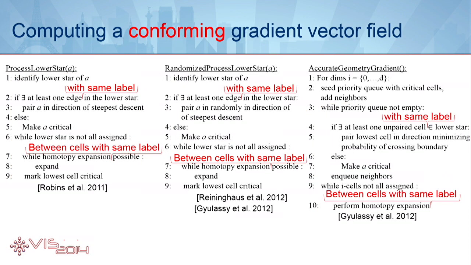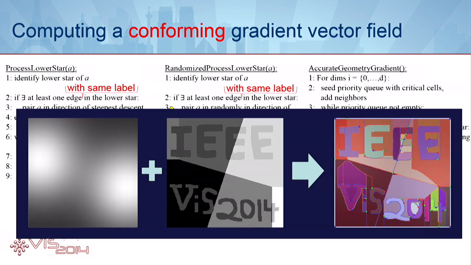So we can modify every single one of these to compute a conforming gradient vector field very simply. First, instead of just pairing with any edge in the lower star, you pair with an edge that has the same label. Okay, that's easy. And the second modification is I'm only going to do these homotopy type expansions between cells with the same label. So basically with two extra lines of code, you're able to compute a conforming Morse-Smale complex. And there we go, wonderful result.